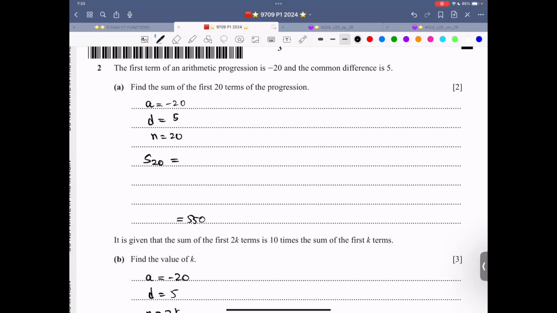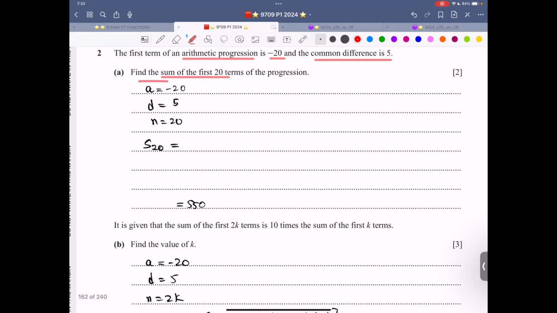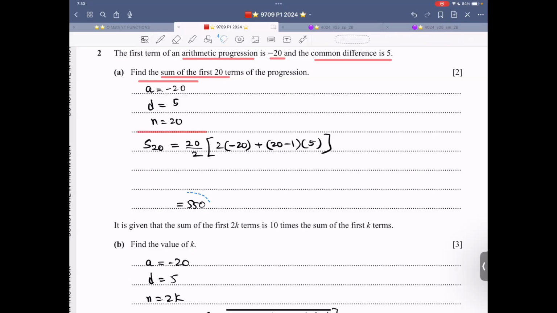The second question is the first term of an arithmetic progression. It's an AP. The first term is negative 20. Common difference is 5. Find the sum of the first 20 terms of this progression. Something very basic. A is negative 20. D is 5. N is 20. Sum of 20 terms. That is n divided by 2, 2a plus n minus 1, which is 20 minus 1 into D, which is 5. Simplify, and then you get this answer, which is 550.